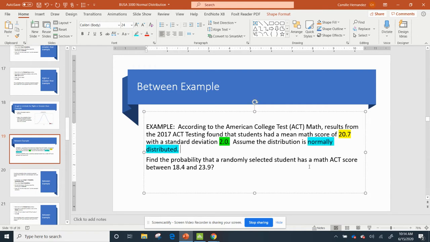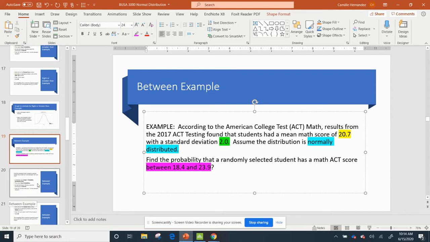Okay, but now I've got something. Find the probability that a randomly selected student has a math ACT score between 18.4 and 23.9. We haven't seen one of these before, but it's saying between, which means I have two values. So think about it this way. If you stand between two walls, you have one wall on one side of you and one wall on the other side of you. So now I'm looking for the area between 18.4 and 23.9.